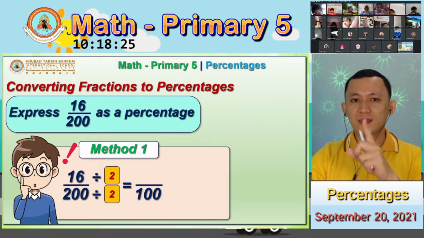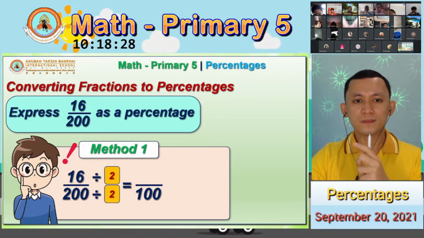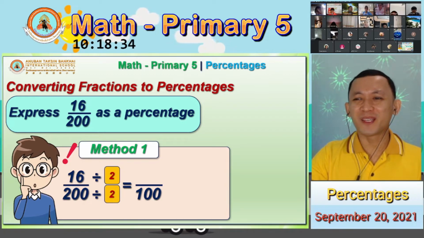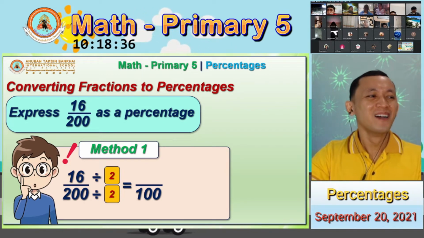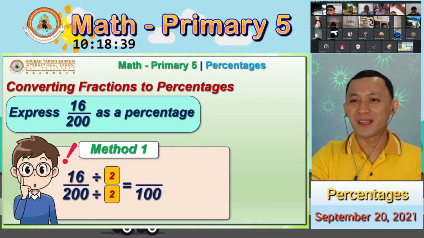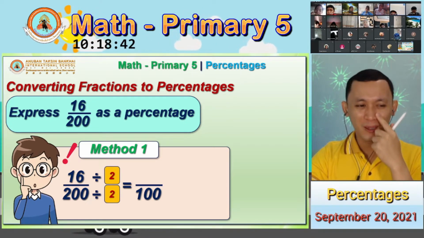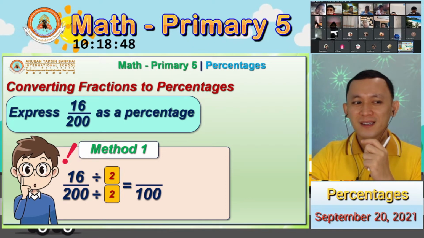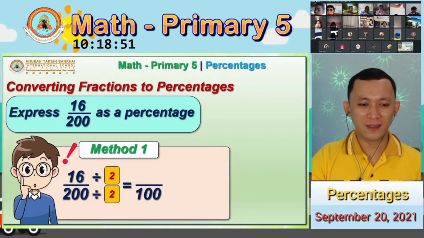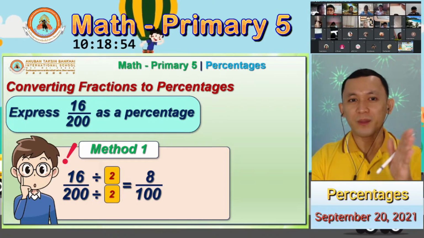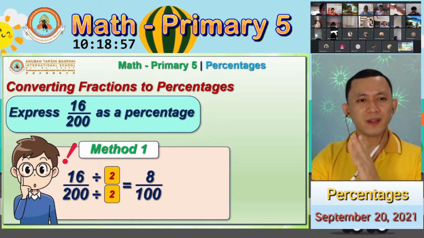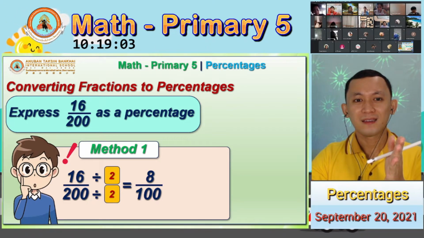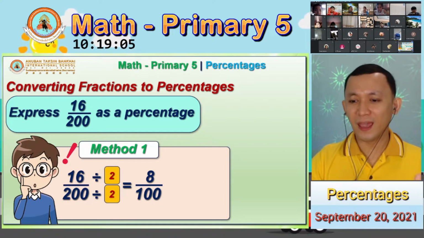200 divided by 2, what's the answer? 100. Okay, we have 100. And then 16 divided by 2. What's the answer? 8. Teacher, our denominator is 100 already, so we have 8 over 100. So what's this in percent? 8%. Very good. We have 8%.